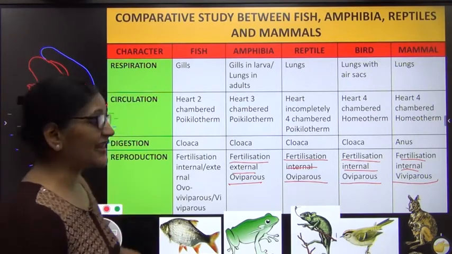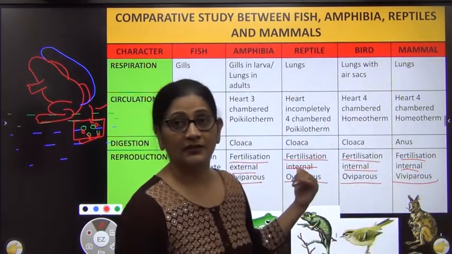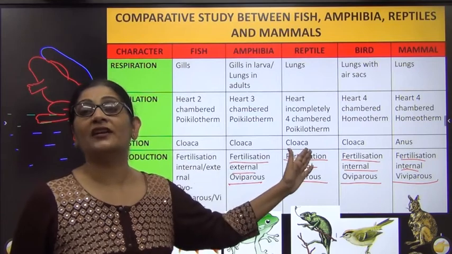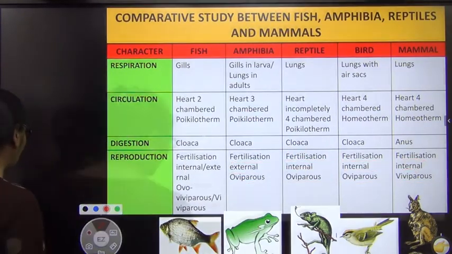So with this diagram, almost all the characters of the chordates have been taken at a glance. So now you know. Only one thing that is left is about cloaca.